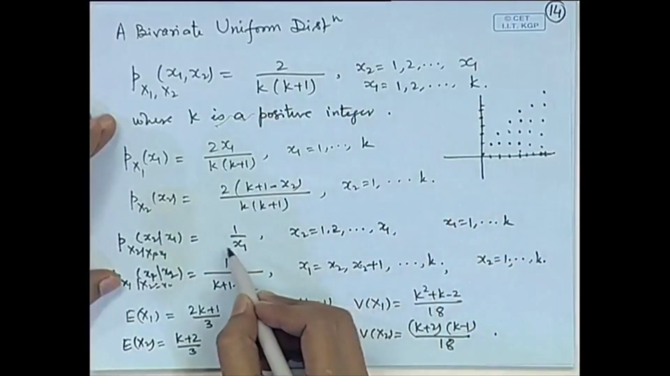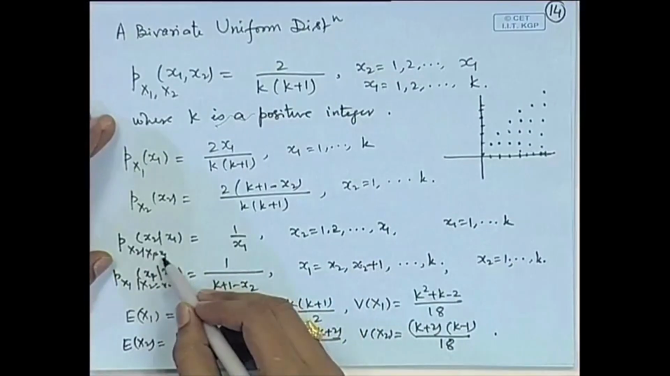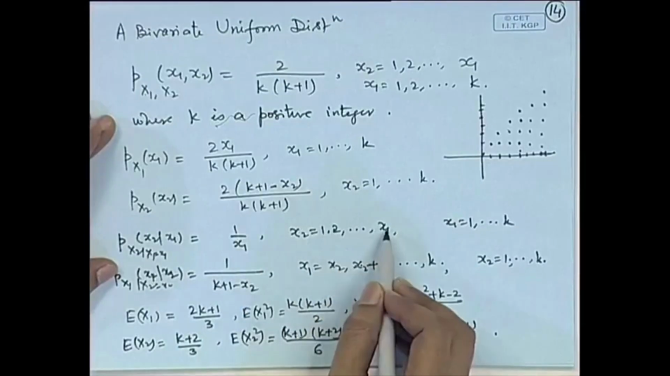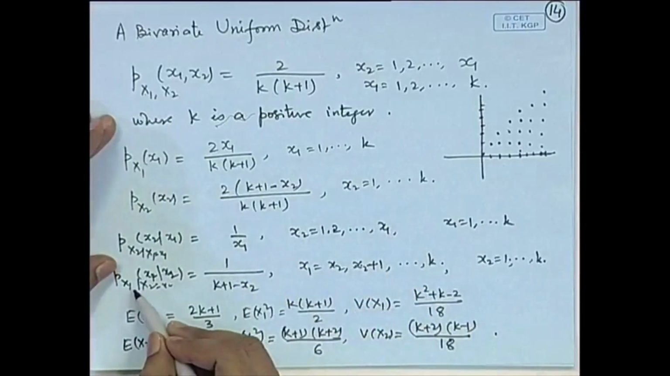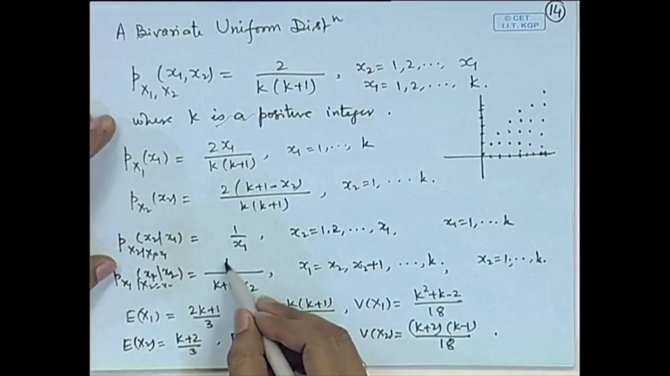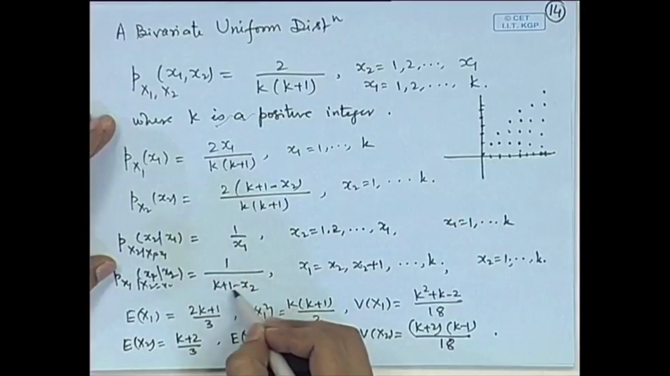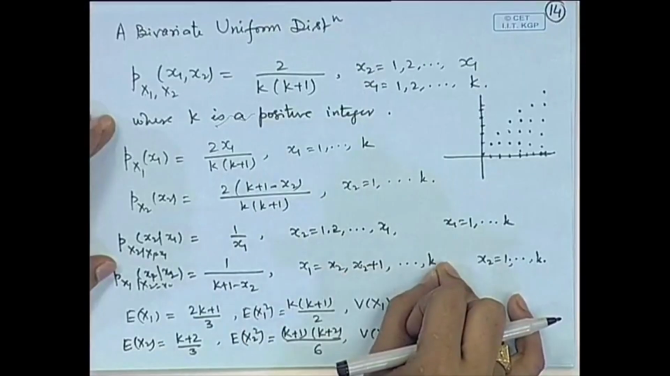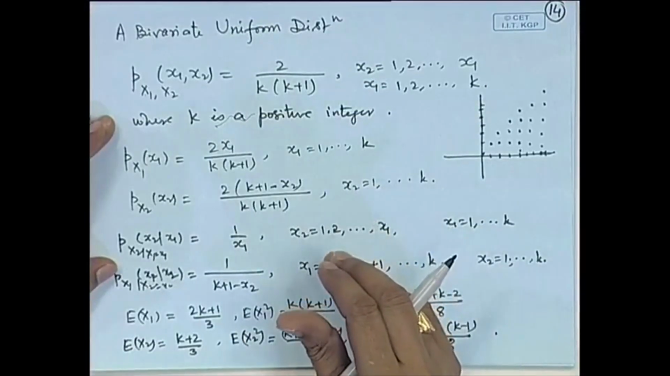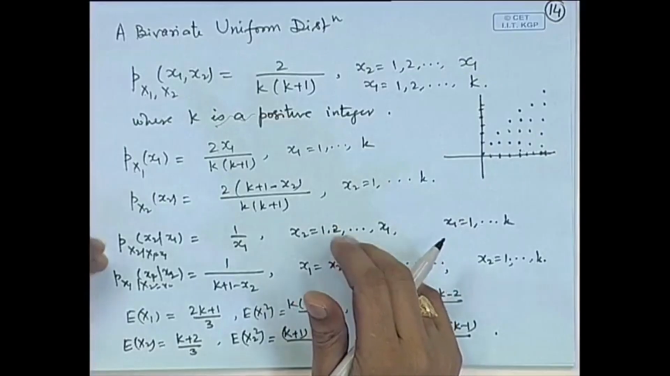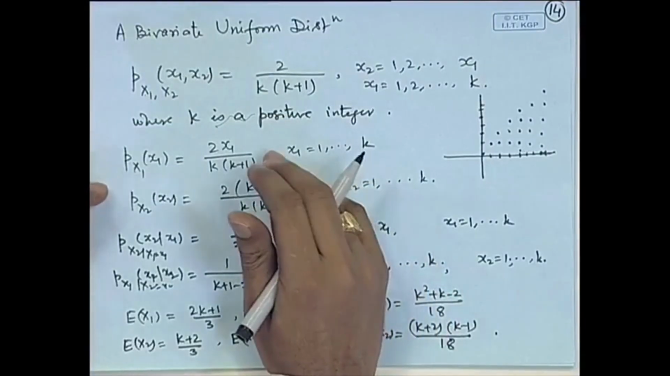Important thing to notice here is that the conditional distribution of x2 given x1 is a discrete uniform distribution on 1 up to x1. Similarly, the conditional distribution of x1 given x2 is a discrete uniform distribution, with probability 1 by (k plus 1 minus x2), ranging from x2 to k. So, this generalization of a discrete uniform distribution to two dimensions has conditional distributions as discrete uniforms, but the marginals are not uniform.